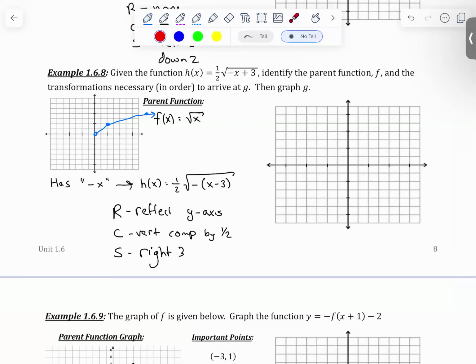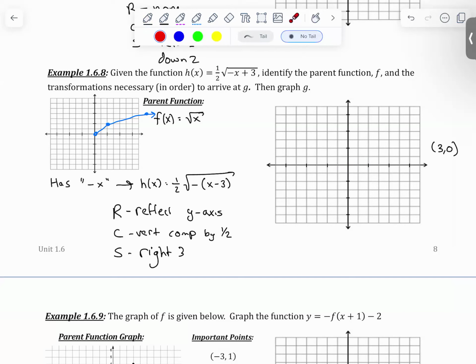So starting with (0, 0), we're going to reflect it across the y-axis, but it is on the y-axis, so that fizzles. We're going to compress it by a factor of 1/2, so we're going to take its y-coordinate and halve it, but half of 0 is still 0, and then we're going to shift right 3, 1, 2, 3, to there at (3, 0), and we'll jot that point down, (3, 0).